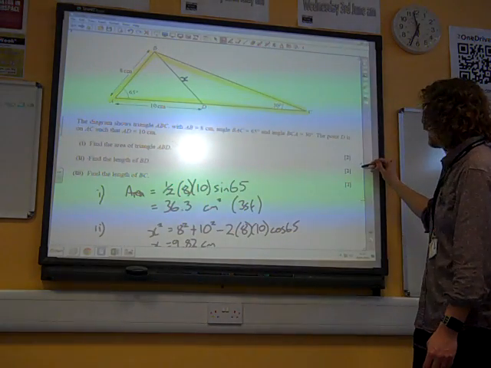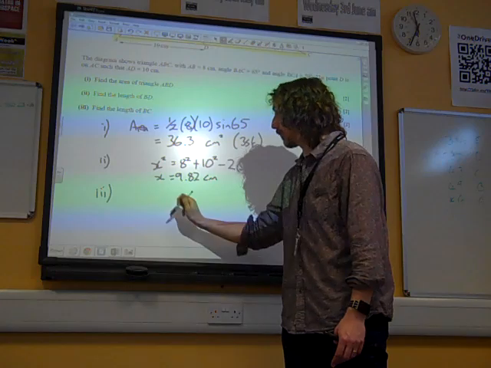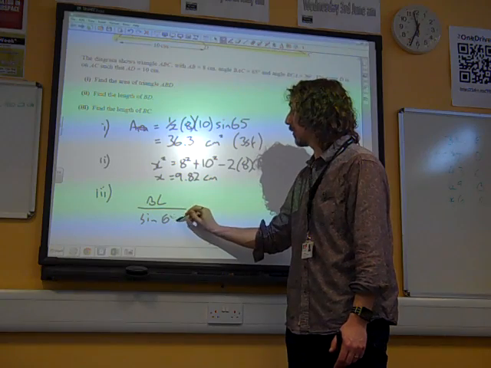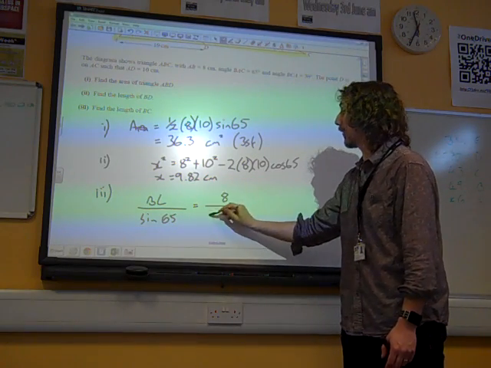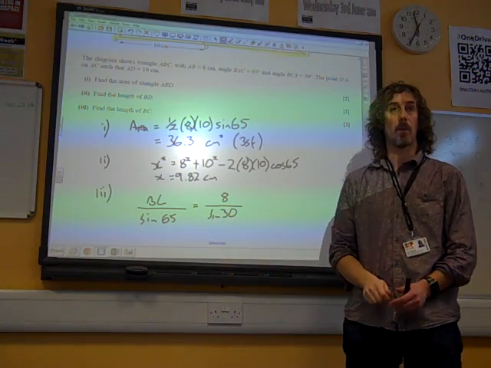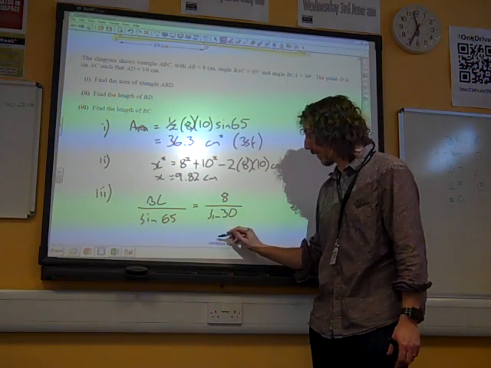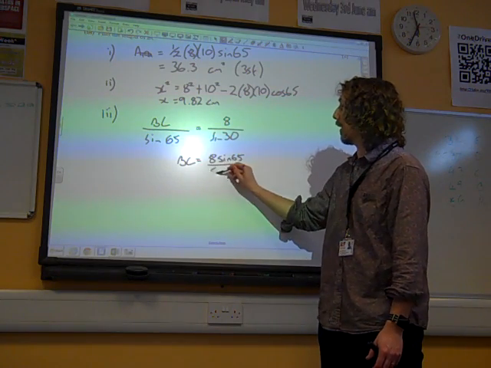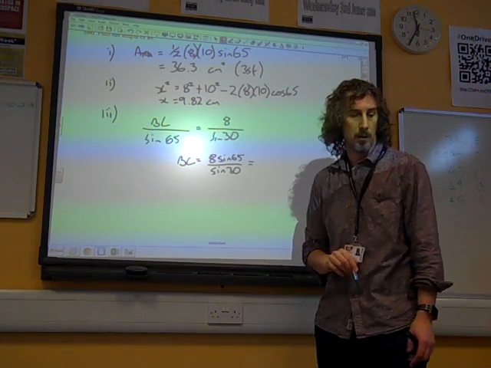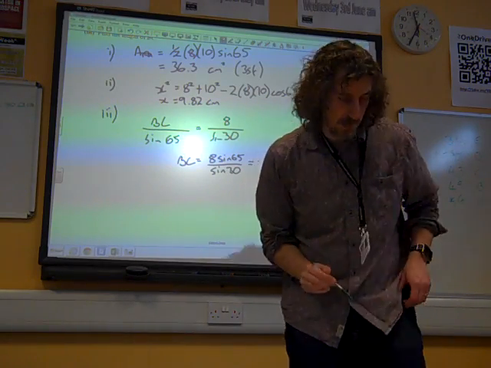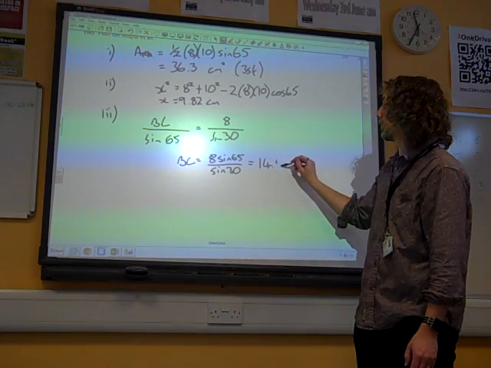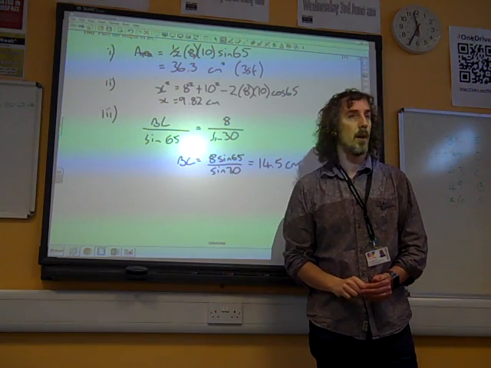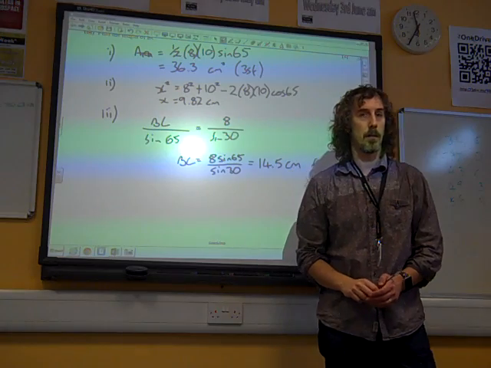So using the sine rule in there, we're going to say that BC over the sine of the angle opposite is 8 over the sine of the angle opposite to that one. And if we work that out, if we multiply through by the sine 65, BC is 8 sine 65 over sine 30. Again, go to the calculator with that, punch in those numbers, and you get 14.5 centimetres, again to 3 significant figures. So there we go. Fairly straightforward start.